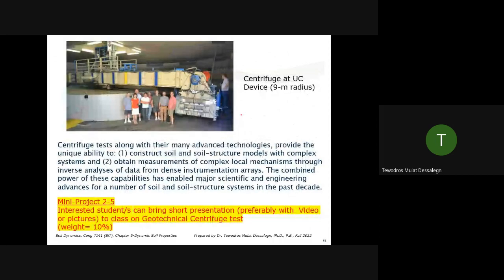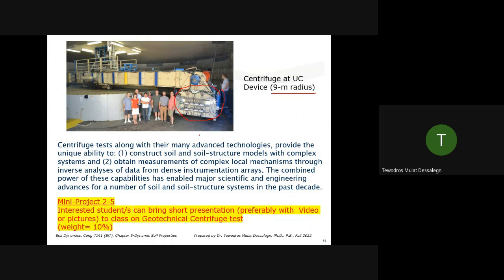And this one is the centrifuge at the University of California, Davis. It's a 9-meter radius. This is probably the largest. All of them have the same working principle. You put your sample here, depending on whatever research you do. There are so many PhD researches being done here to understand the behavior of soil under different conditions, or with dams and foundations, so many conditions. But you create your model, then you spin it.